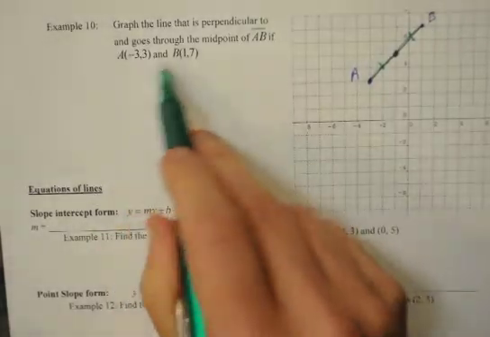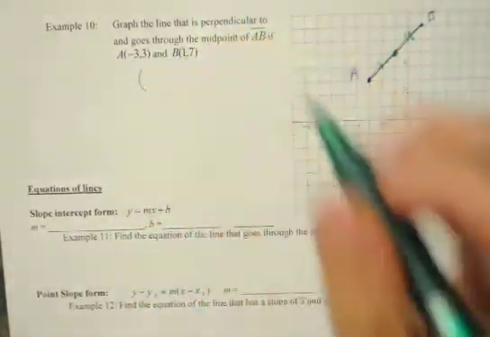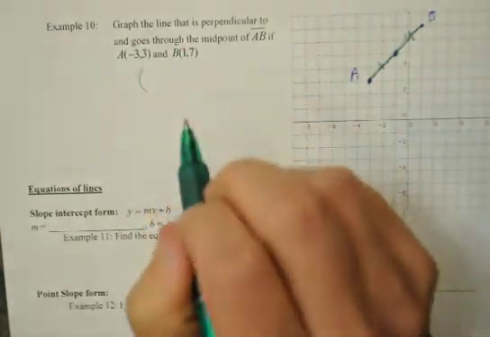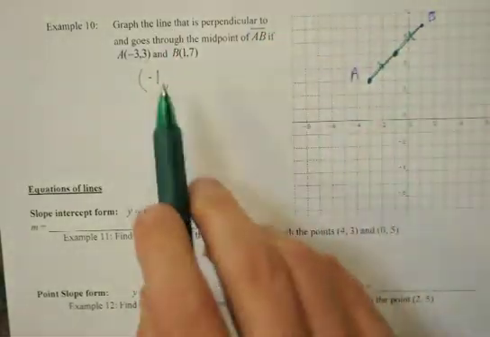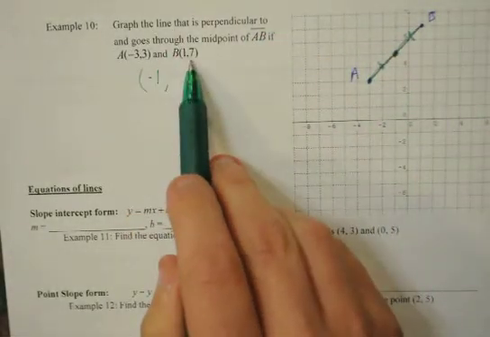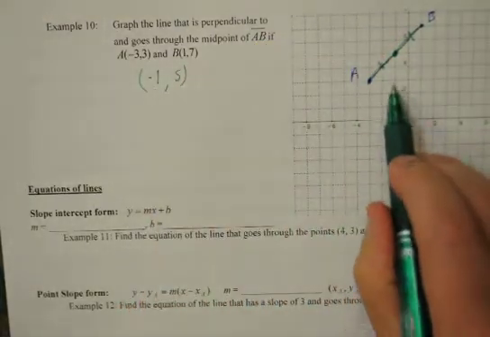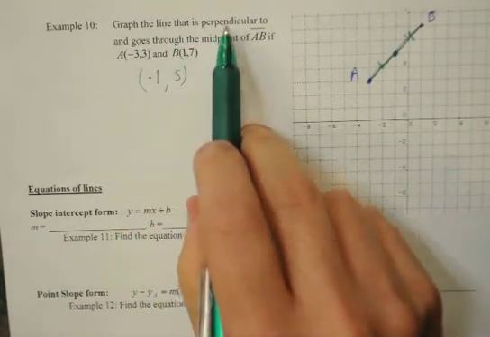Or you could do it analytically. What's in the middle of -3 and 1? -3 plus 1 divided by 2 is -1. 3 plus 7 divided by 2 is 5. -1, 5. There it is. So there's your midpoint. And it has to be perpendicular.